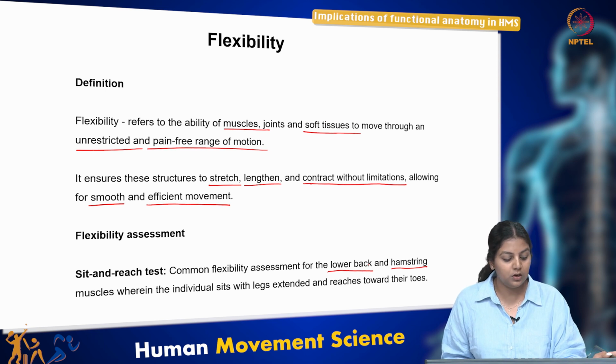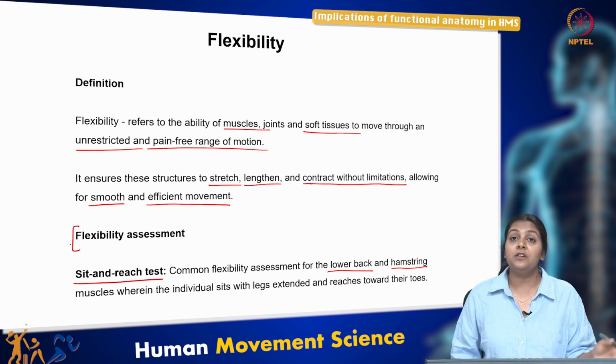So you can measure your flexibility for your lower back and your hamstring using the sit and reach test. So there are different tests that look at flexibility. One such example is the sit and reach test.